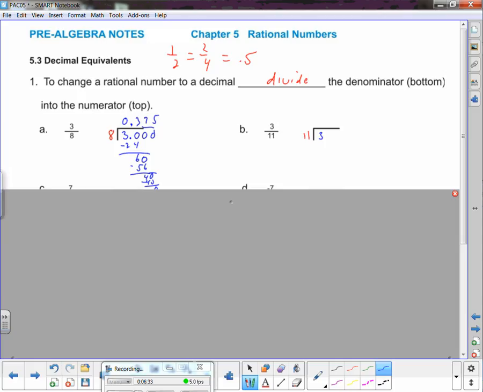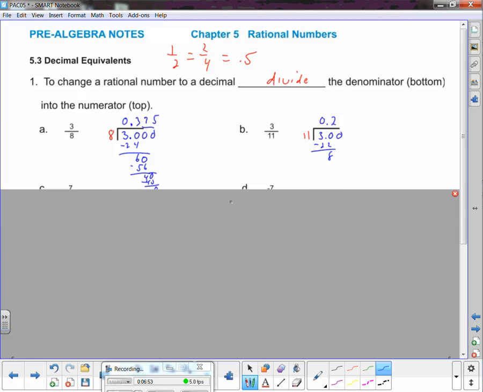All right, now stay with me on this one. Again, we need a decimal point because 11 doesn't go into 3. Put the 0 out front, and we need a 0 now. 11 goes into 30, and everybody says 2. We got a 22. That gives us an 8.